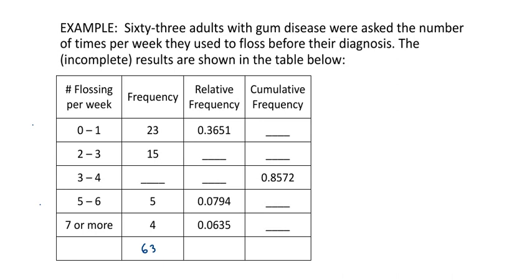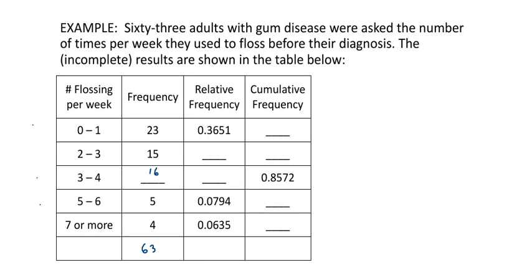I'm going to get my calculator out. Here it is. If we add 23 plus 15 plus 5 and 4, we get a total of 47. Subtract 63 minus that 47, and we see that we have 16 in our survey who had to do their flossing 3 to 4 times per week. So that is 16 right here. Well, that's easy enough. How about the relative frequency?